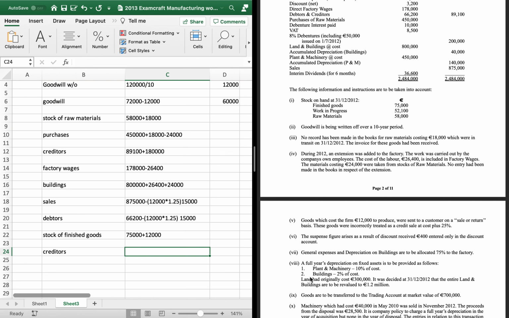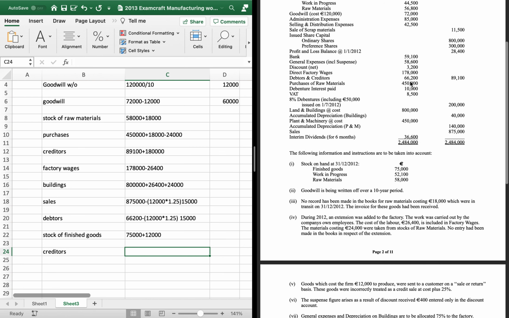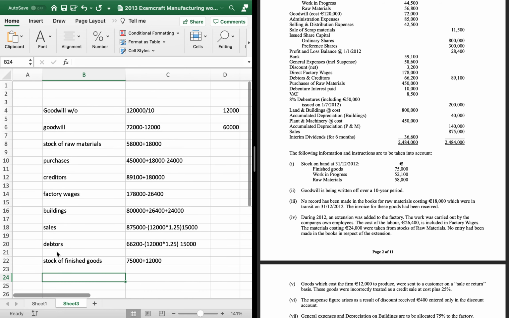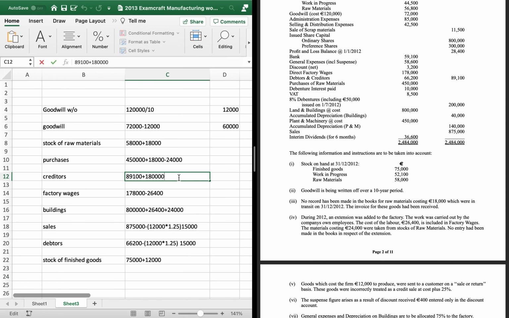So you receive a discount from creditors. So creditors should go down. So it's 89.1, and we already have creditors somewhere, I think. So creditors go down by 400. So now the credit side is 400 less than the debit. So whatever incorporates suspense has to go down as well. So general expenses, they're going down by 400.